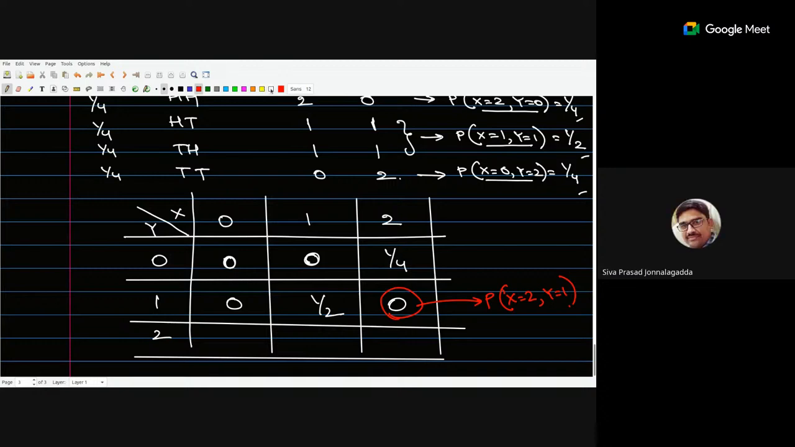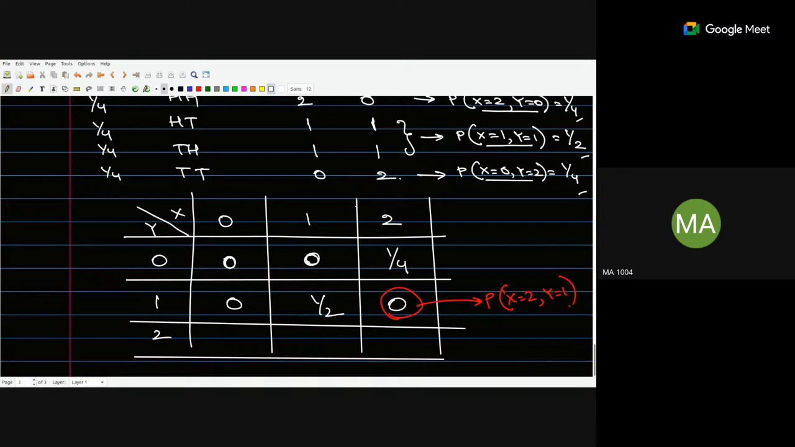So based on the above information, the probability of X equal to 2, Y equal to 0. So you're just putting it wherever you see the row X and the column Y, right? Columns are X and rows are Y.